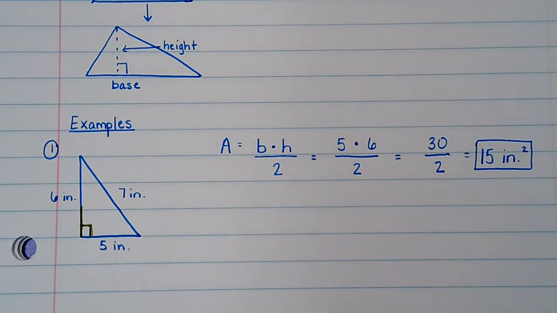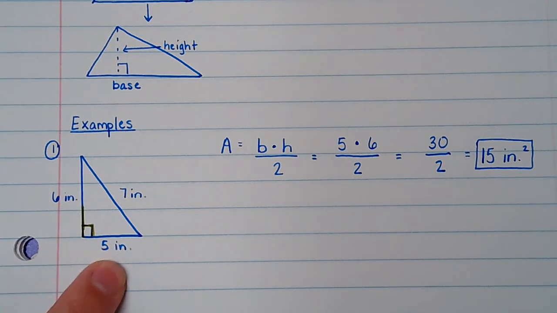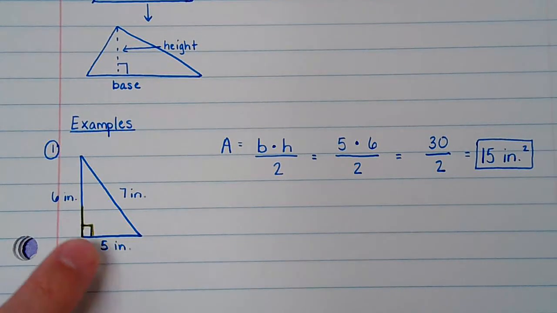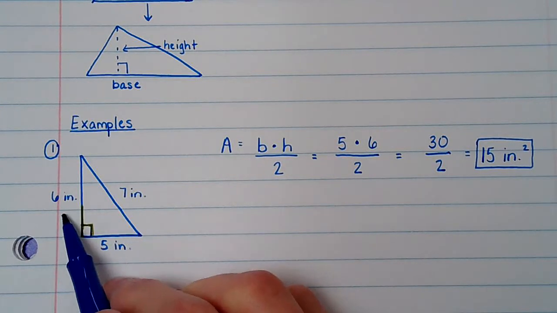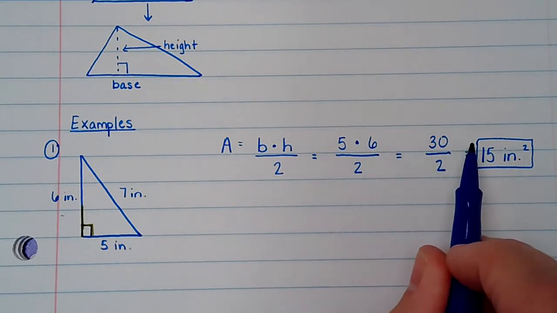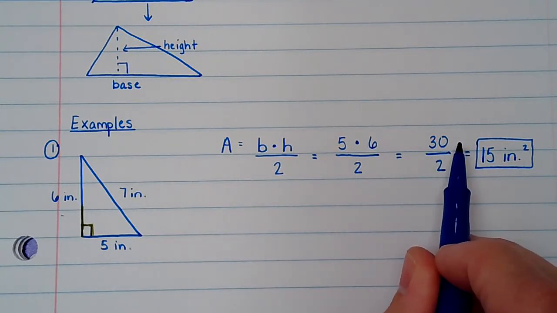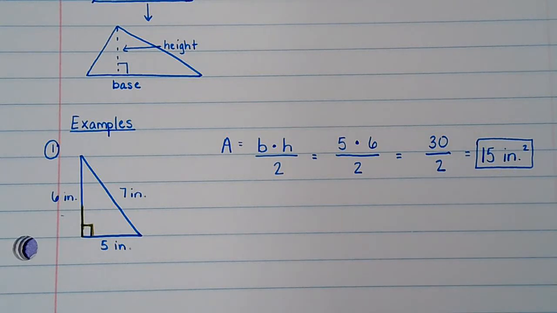Okay? All right, so once again, just to make sure we're clear, I looked at my chair. My chair is touching the 5 and the 6, so that's my base and my height. So I plug those in. Base is 5, height is 6. The dot means multiply. 5 times 6 is 30. And then with triangles, you always have to divide by 2. So 30 divided by 2 leaves me with 15.